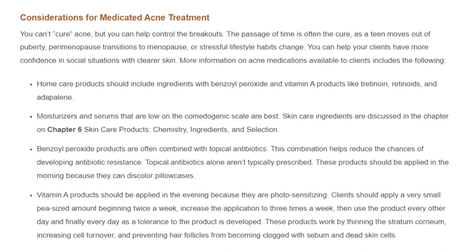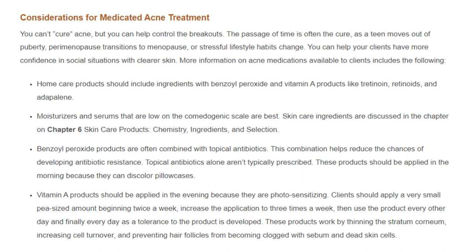Home care products should include ingredients with benzoyl peroxide and vitamin A products like tretinoin, retinoids, and adapalene. Moisturizers and serums that are low on the comedogenic scale are best. Skincare ingredients are discussed in Chapter 6, Skincare Products, Chemistry, Ingredients, and Selection. Benzoyl peroxide products are often combined with topical antibiotics. This combination helps reduce the chances of developing antibiotic resistance. Topical antibiotics alone aren't typically prescribed.